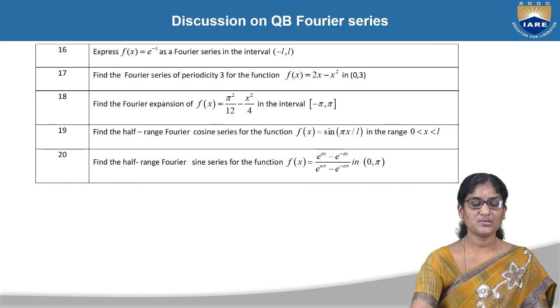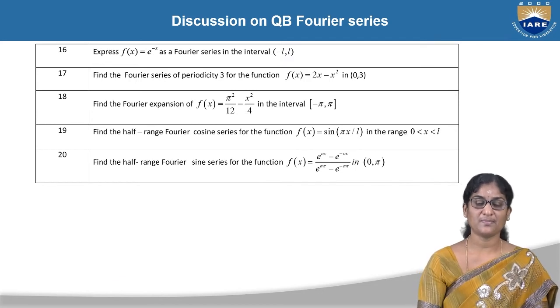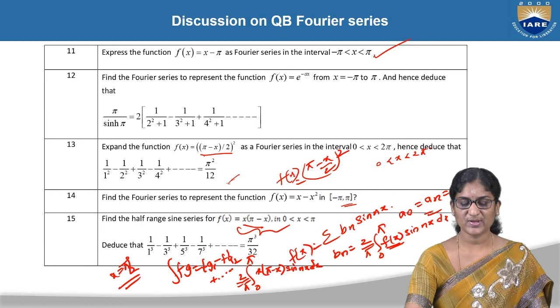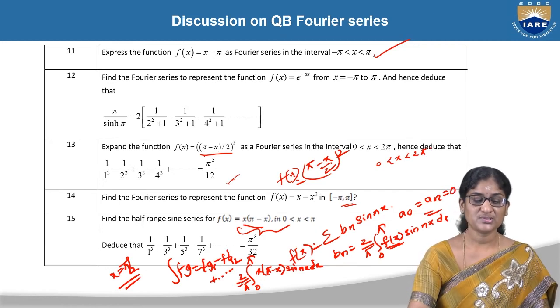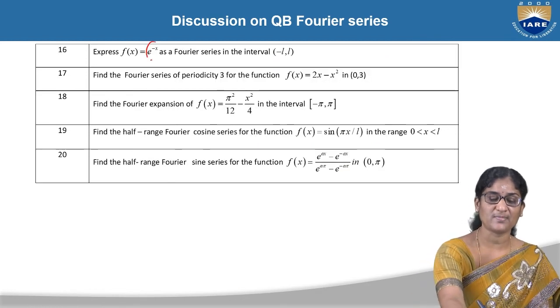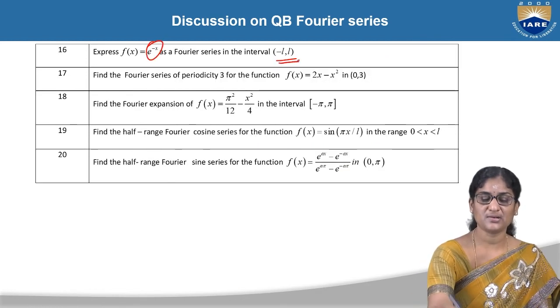part. Now going to the 16th question of part B. Express f of x is equal to e power minus x as a Fourier series in the interval minus L to L. This is very similar to the previous question, that is the 12th question that we have done already. Instead of e power ax, he asked only e power minus x in the interval minus L to L.